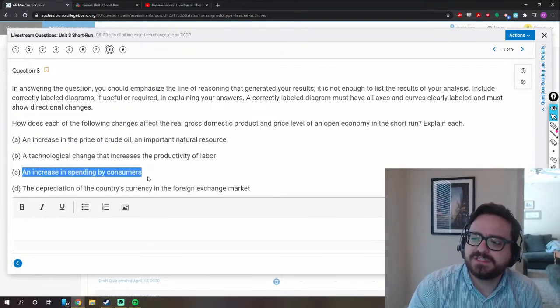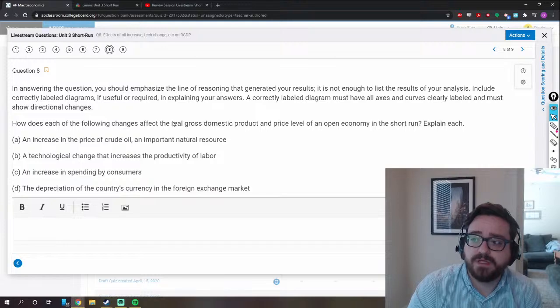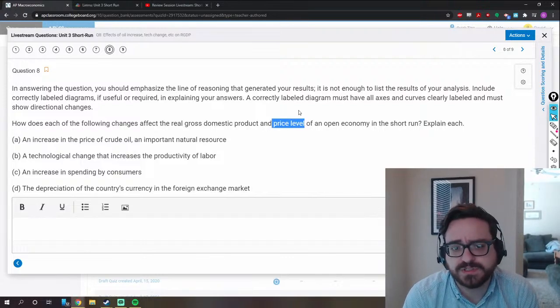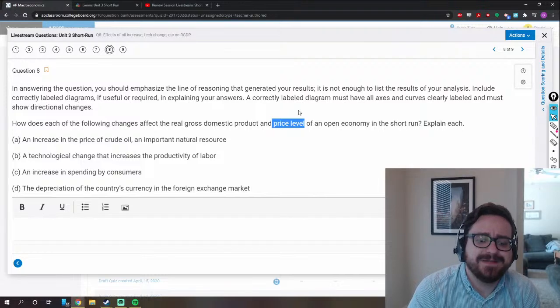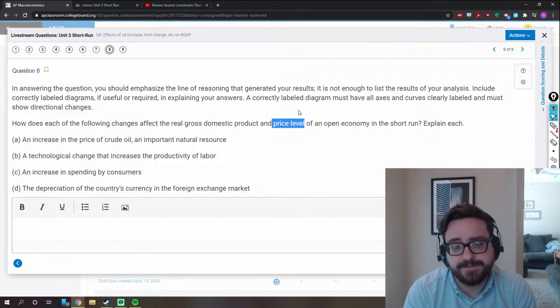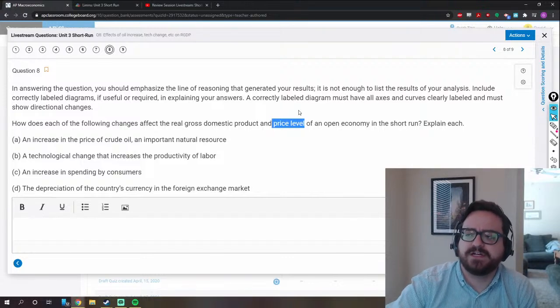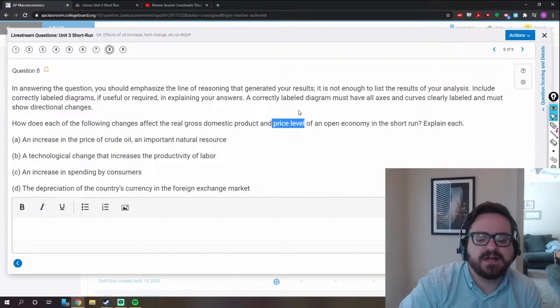C, an increase in consumer spending. GDP should go up because we're spending more. That should drive GDP up. And price level should probably also go up. The idea being that if we're spending more, businesses are going to start charging more. That is AD going up on the graph. None of these ask you to graph. They actually ask you just to say what's happening there, but the graphs helped.